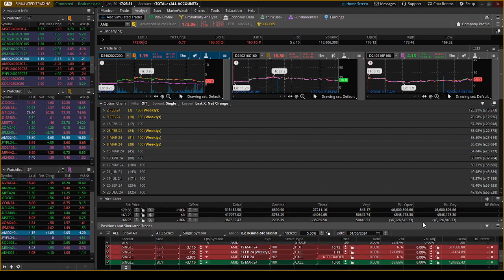Wow, 500,000 and up to if AMD keeps going up, we could potentially make 6.6 million. Of course, we have to divide it by all the shareholders. So divide this by the shares outstanding, and that's your potential winnings. Okay, so this is good.